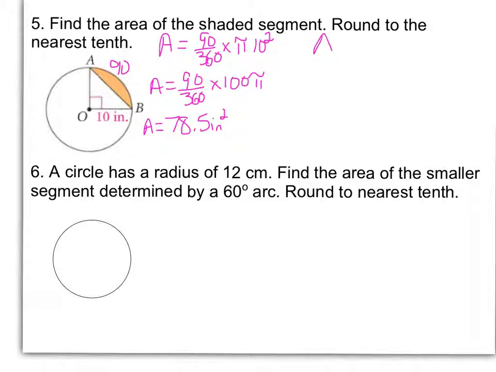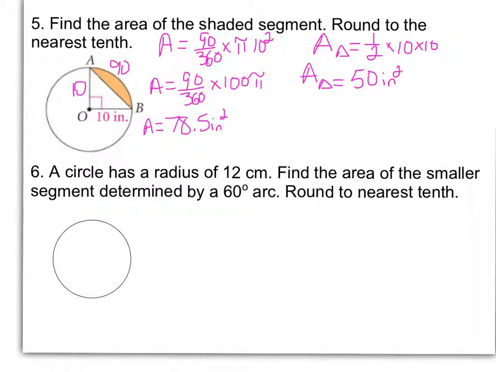We next need to find the area of the triangle. Remember, the area of a triangle is 1/2 base times height. My base is 10, and my height is the perpendicular segment connecting the one vertex to my base, and actually it's the radius as well, so it's also 10. So we're going to take 1/2 times 10 times 10. The area of our triangle is 1/2 of 100, or 50 inches squared.